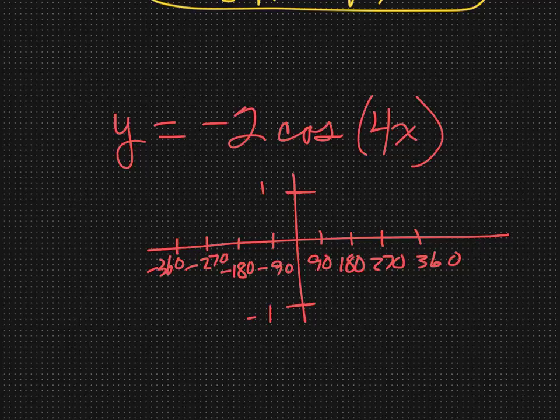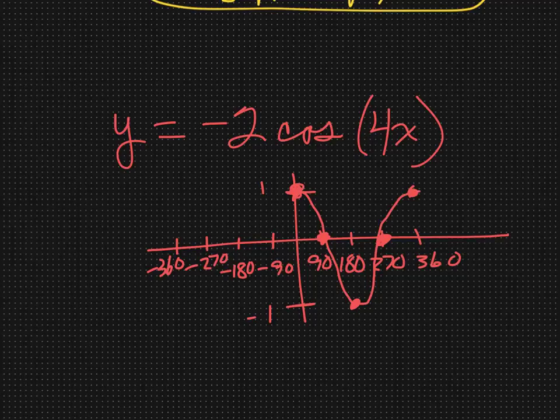And we started with the parent graph, which in this case is cosine. So if you forget what the parent graph looks like, just think this way. Cosine at 0 is 1. Cosine at 90 is 0. Cosine at 180 is -1. Cosine at 270 is 0. And cosine at 360 is 1. So it has to be doing that.